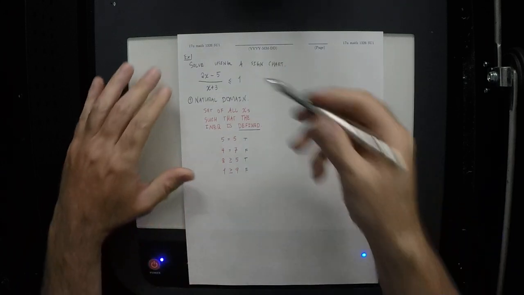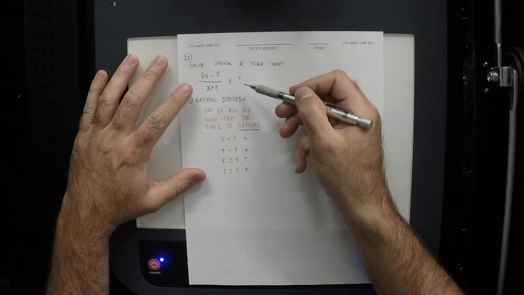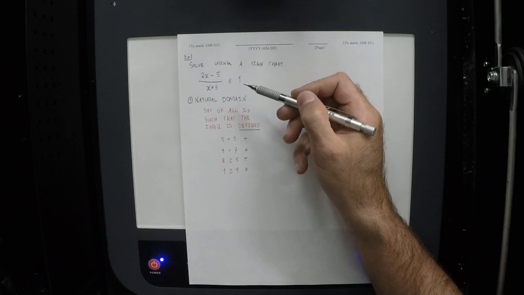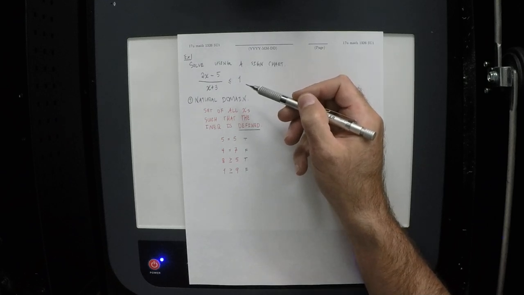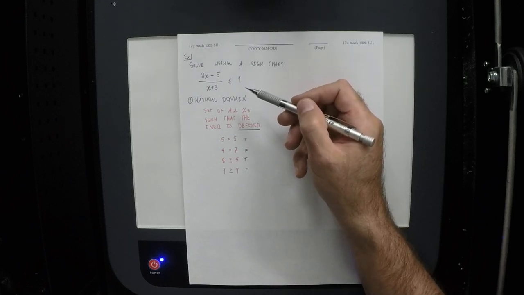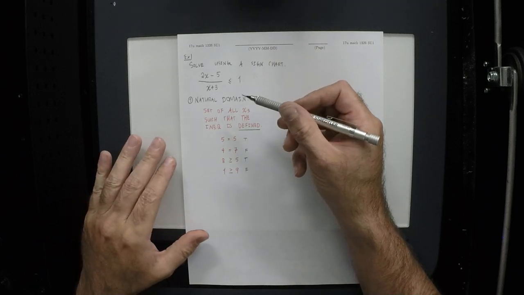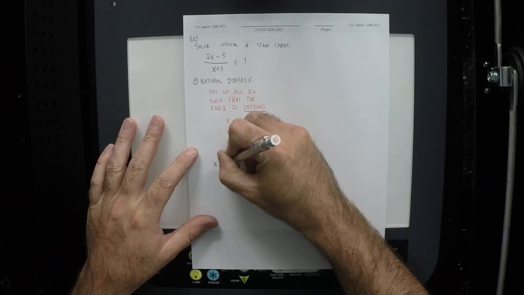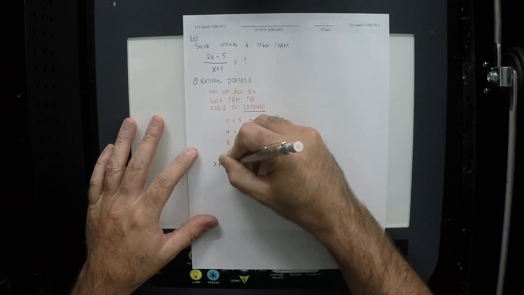Okay. Does everyone see that the only place where this inequality has a problem of evaluation is at negative 3? Negative 3 is the only place where it simply can't be evaluated. Okay. So anything but negative 3.